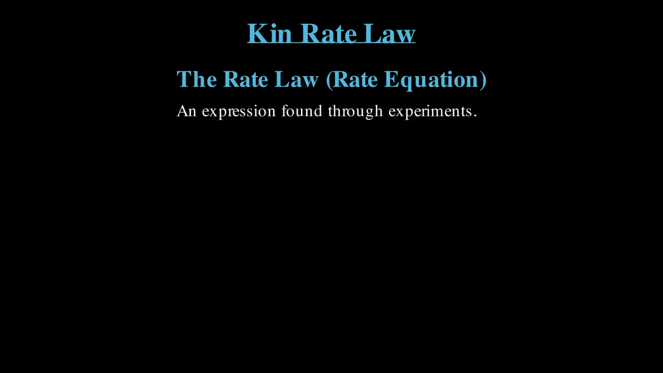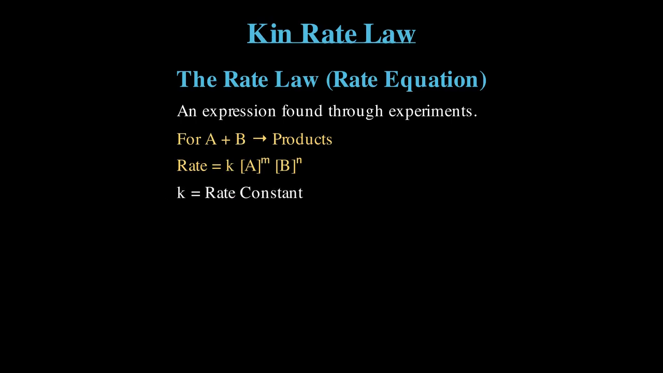So, how do we mathematically connect reaction rate with reactant concentrations? We use what's called the rate law, or the rate equation. A rate law is an expression that is found through experiments. It is not theoretical. For a general reaction where A plus B gives some products, the rate law would typically be rate equals k times the concentration of A raised to the power m times the concentration of B raised to the power n. In this equation, k is called the rate constant.